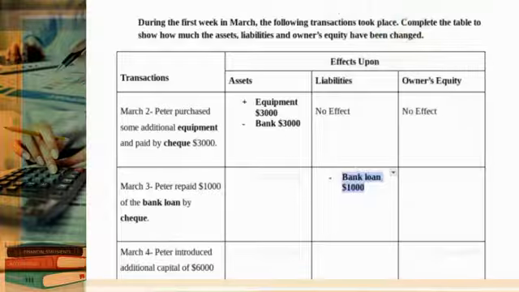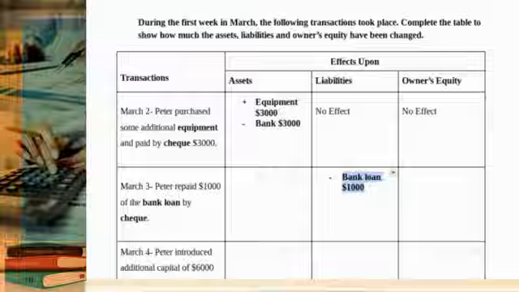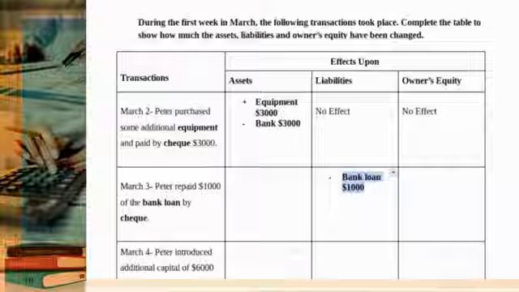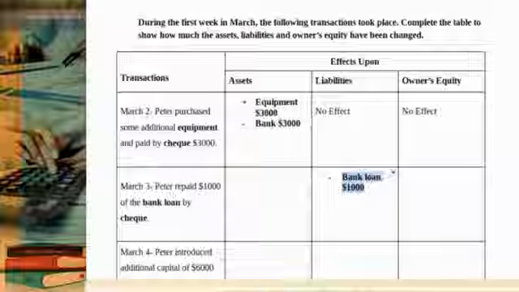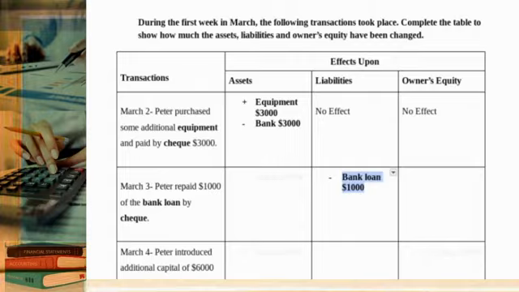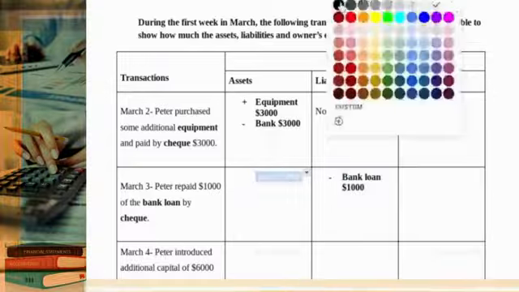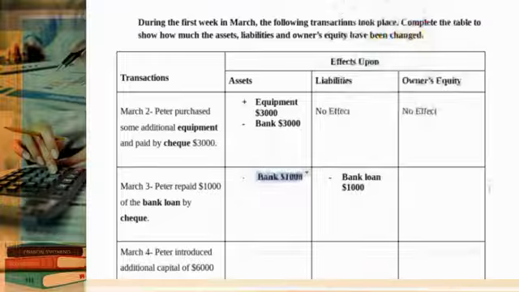Bank is an asset, and if Peter repaid the bank loan using money from the bank, this simply means that the money in the business bank account would be going down as well. So bank is an asset. So we come to the asset section of the table and we write minus bank $1,000. Owner's equity was not affected in this transaction, so we're going to put no effect.